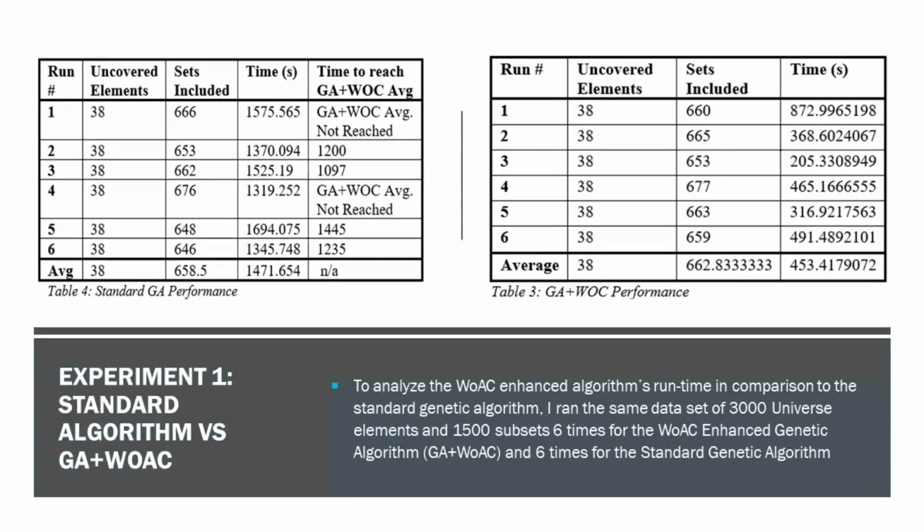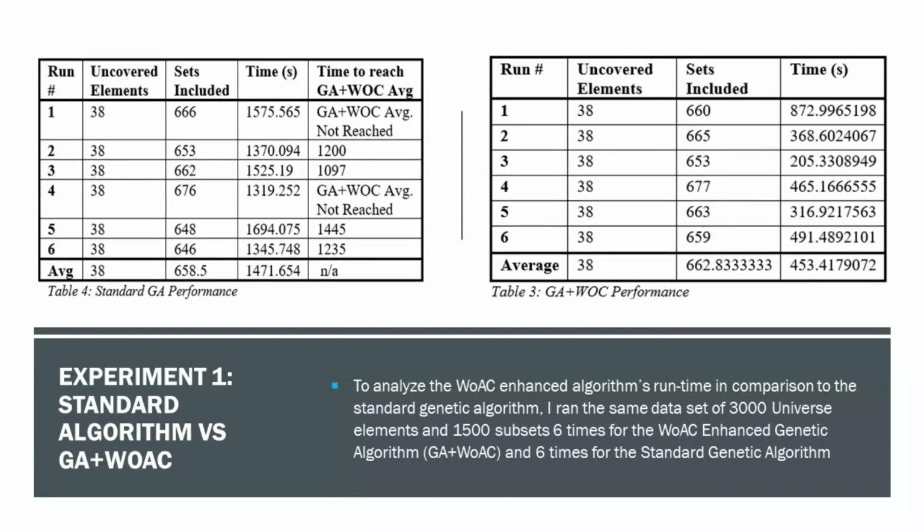So up here on the left you see the first table, and that's the results of the standard genetic algorithm performance. In the first column we have the run number, just 1 up to 6, and at the bottom the average of all those runs. In the second column we have the number of uncovered elements, which here you can see the standard genetic algorithm always was able to find the correct number of uncovered elements, which was the minimum of 38. We didn't have a complete cover for this problem.